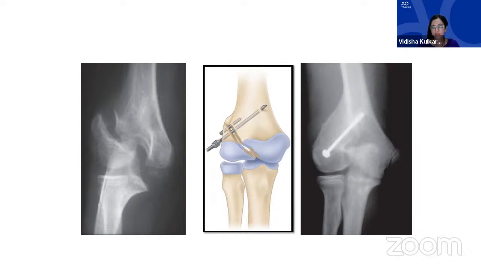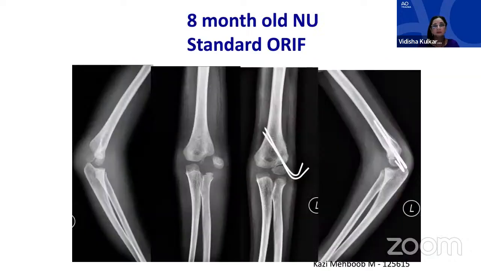And this is not my case, but in this author's series, he has achieved union by doing bone grafting on the metaphyseal area. So now coming to a patient's 8-month-old non-union, and standard ORIF we have tried in this patient, and this united.